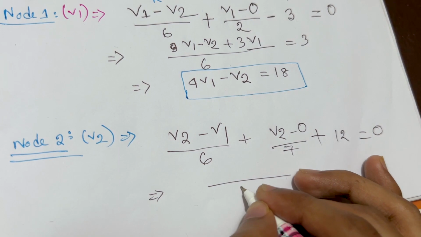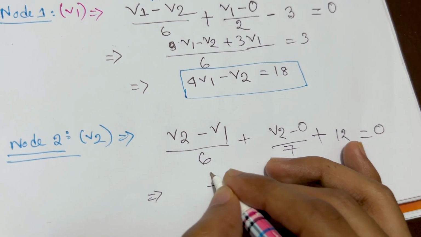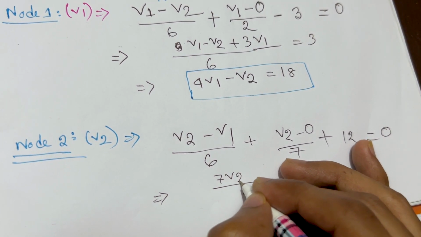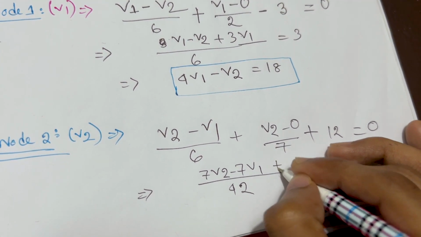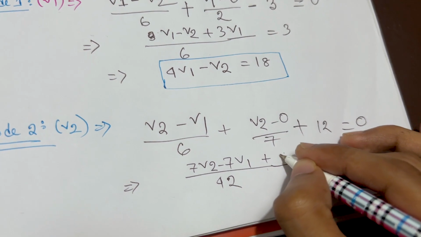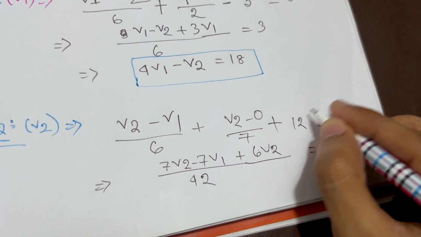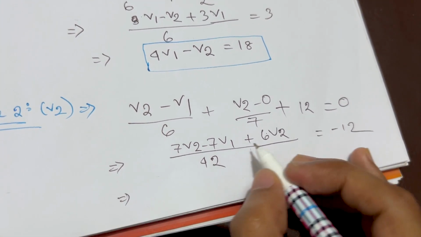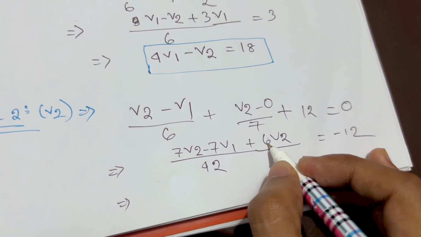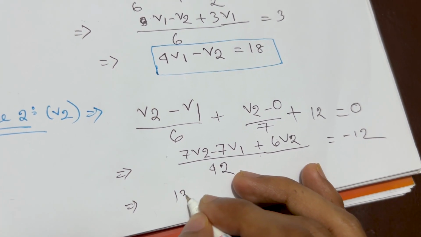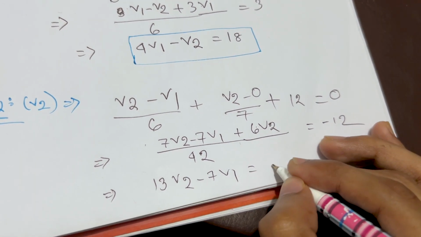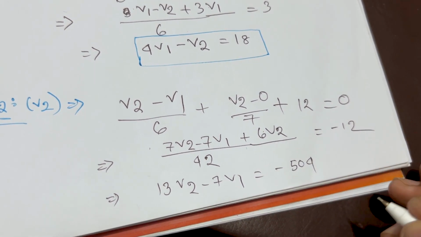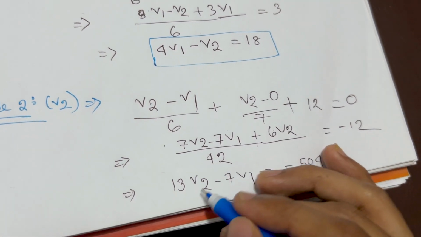So if we calculate it, it would be a little bit bigger: 7 times V2 minus 7 times V1, and 6 times 7 is 42, so 6 V2, and we consider it minus 12, and it should be 6 and 7, so 13 V2 minus 7 V1 is equal to minus 504, and these are the two equations.